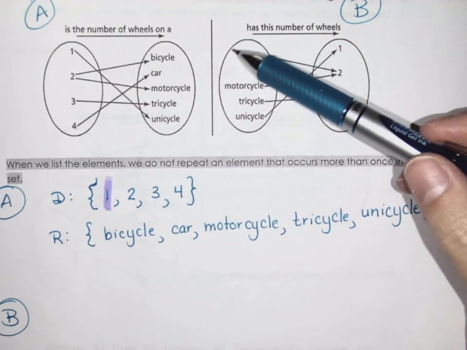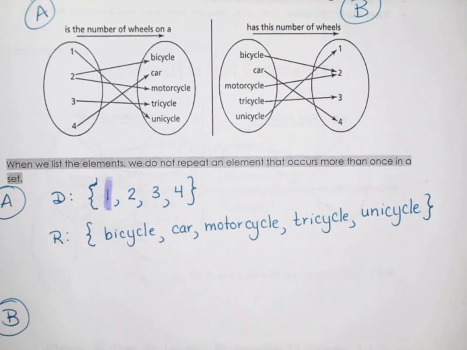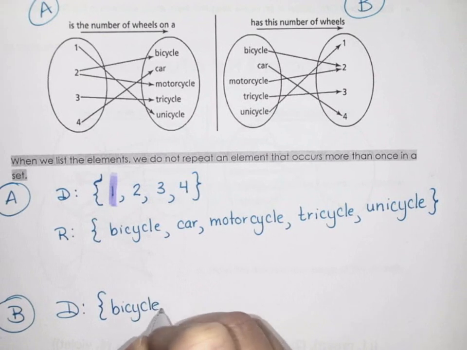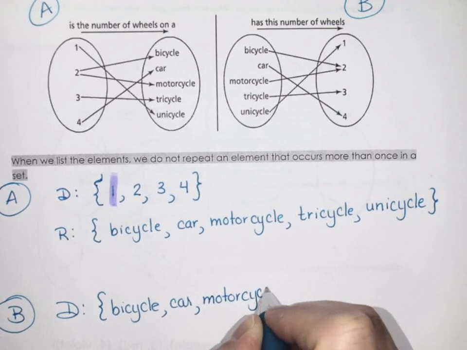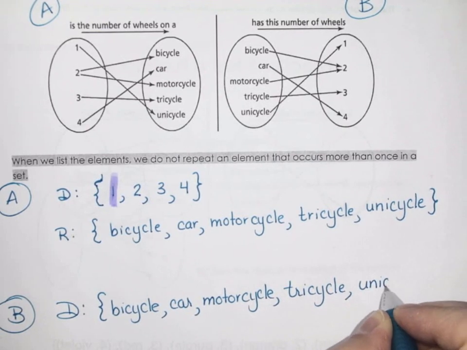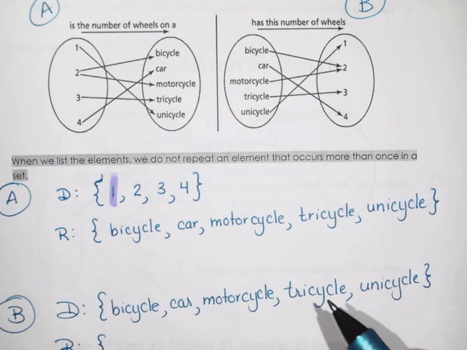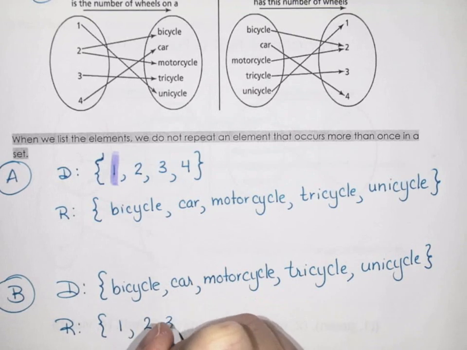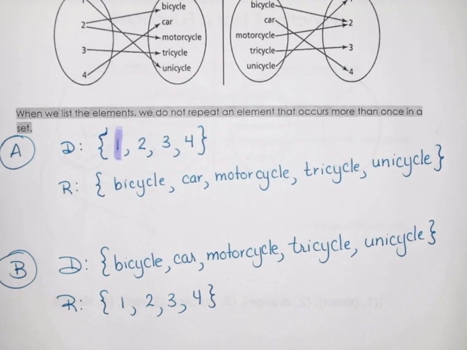Now what is set 1? Set 1 becomes the modes of transportation. So now what's my domain? It's this stuff, right? My domain is fancy bracket, bicycle, car, motorcycle, tricycle, unicycle. And now my range: just because they switch places, all of a sudden that means something very different. So my range is going to be 1, 2, 3, 4. And again, when you're writing them as a list, you do not need to repeat them if they repeat.